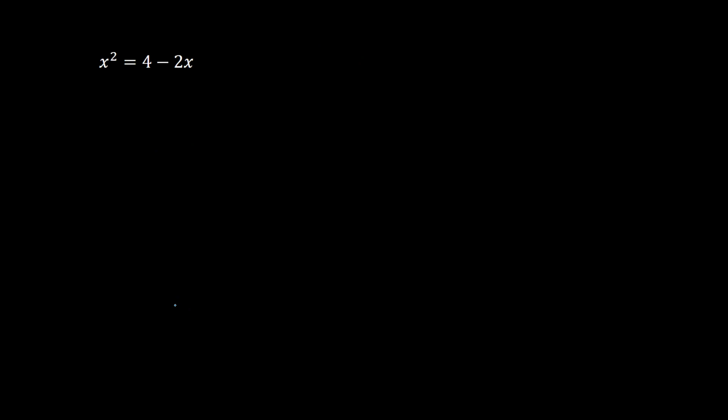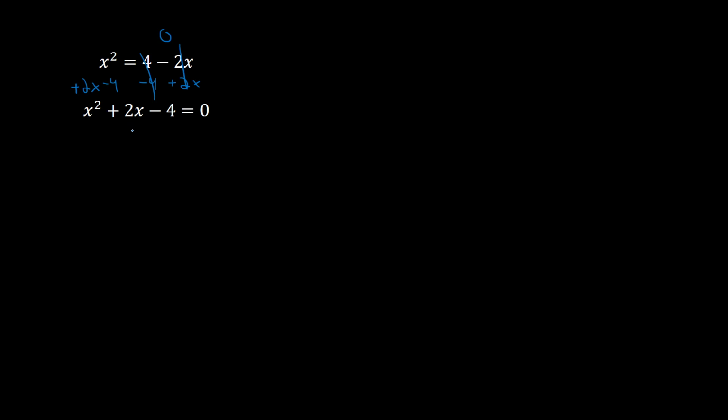Here is one last example, where once again we need to rearrange first so that everything is set equal to 0 and that everything is in descending order. So to do that, I need to get rid of this 4 and negative 2x, bring it over to the left side so that the right side is equal to 0. So if I subtract 4 from both sides and add 2x to both sides, then I'm going to have 0 on the right side, and on the left side I'd have x squared plus 2x minus 4, equal to 0.